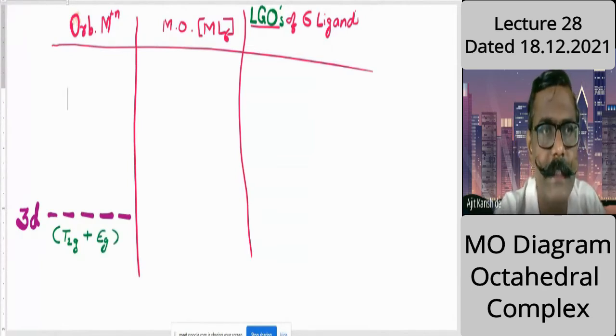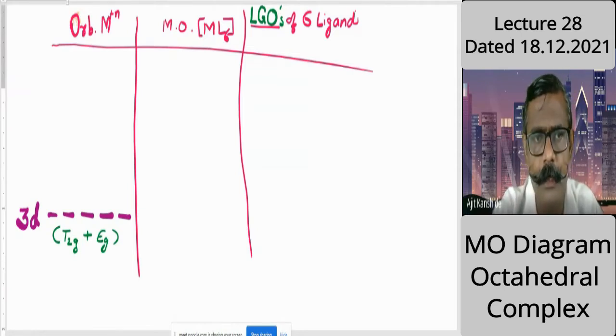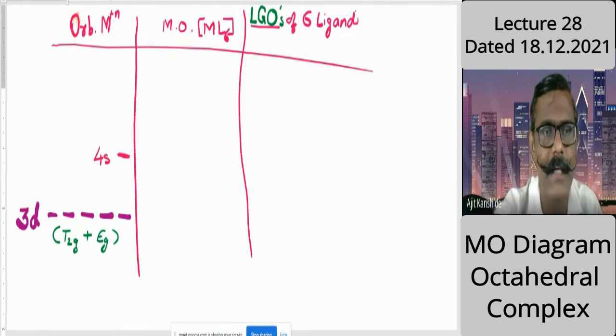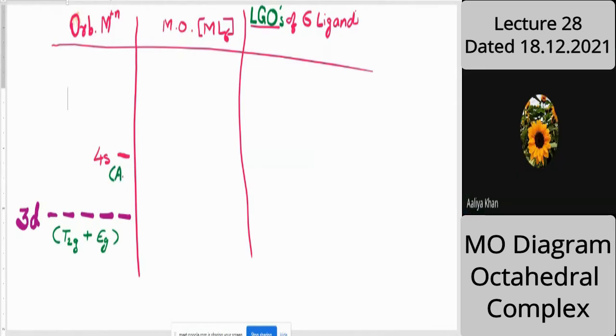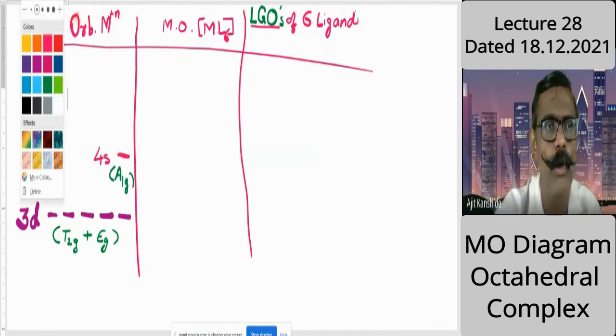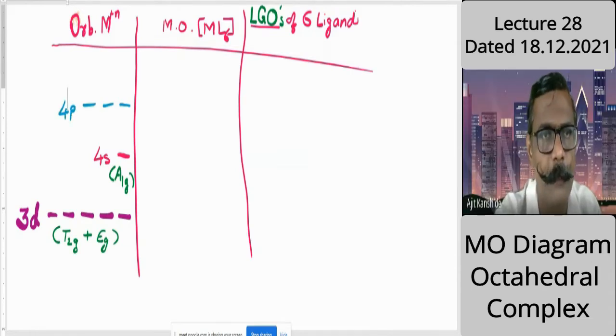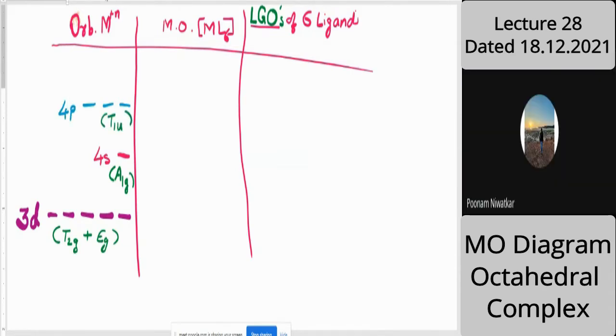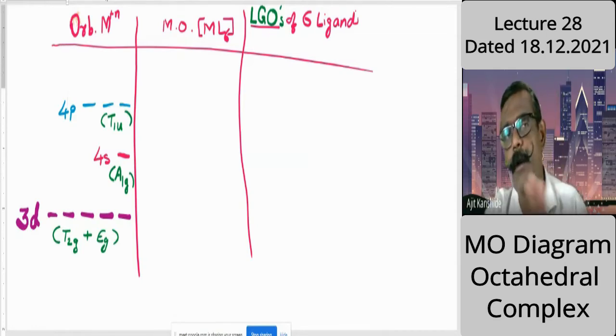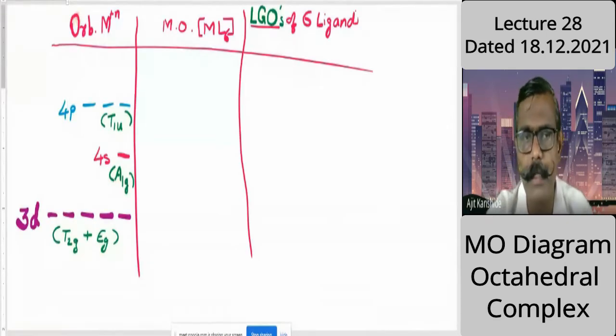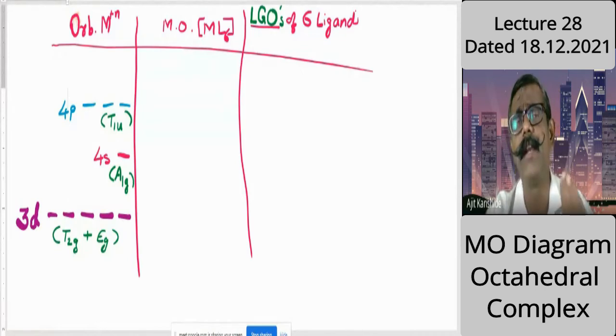Now I want to consider the second set of orbitals, where only one orbital is there. That is the 4s. What is the label for the 4s orbital? A1G. Good, A1G. Now I want to consider the third set of orbitals. What is the third set? 4p. Yes, 4p. What is the label for that? T1U. Yes, T1U.